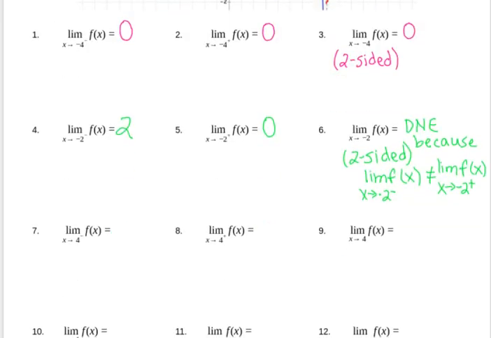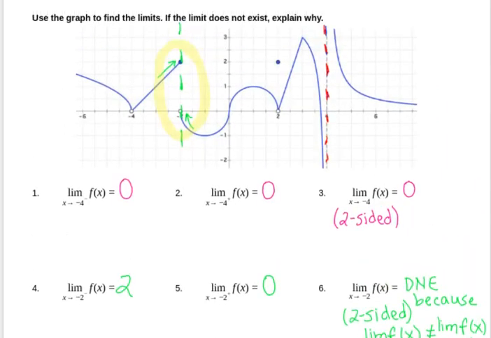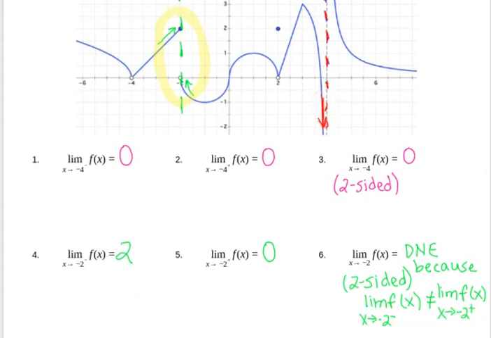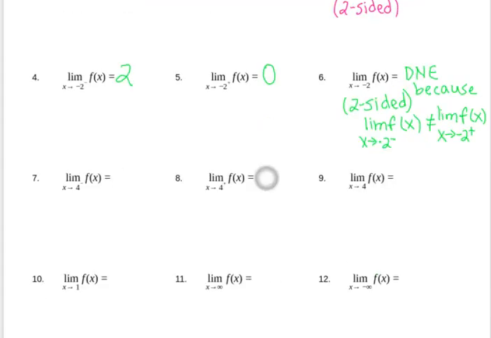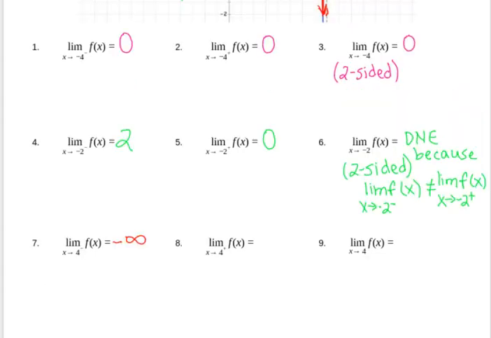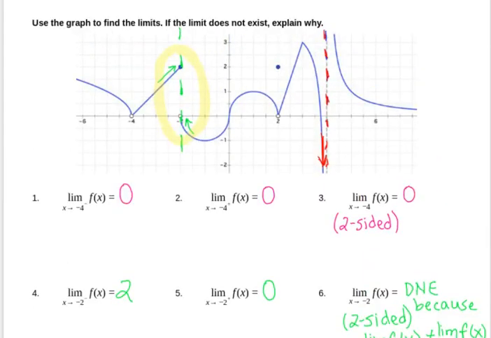So for number 7, we're looking at the limit of f of x as x approaches 4 from the left side. On the left side, we're looking at this portion of the graph here, and we can see that that is heading down. That's going down to negative infinity. We're almost looking at the end behavior then. The limit of f of x as x approaches 4 from the right, that means we're looking at this portion of the graph, and we can see that's heading up to positive infinity.